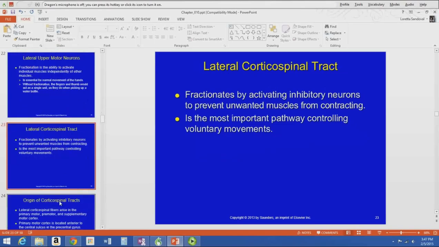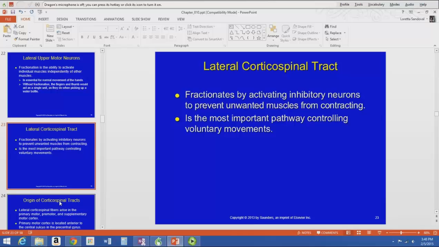So the big tract for the lateral neurons is the lateral corticospinal tract. It fractionates movement by activating inhibitory neurons to prevent unwanted muscles from contracting. It's the most important pathway in controlling voluntary movements. So the interesting thing is you have to have that inhibition to prevent unwanted muscles from contracting.